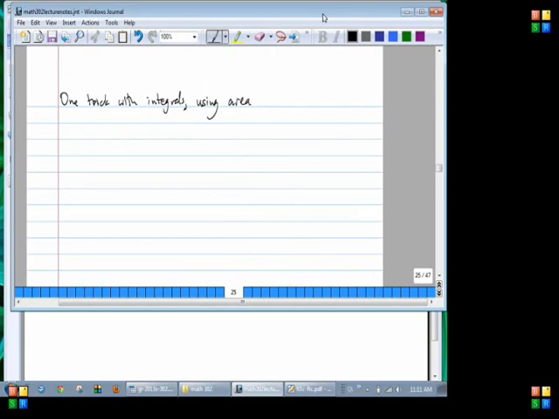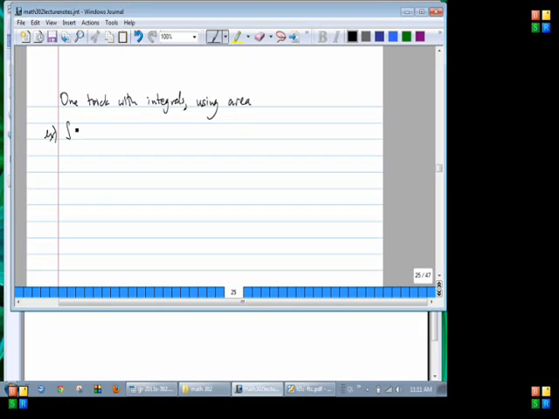So, one trick with integrals using area. As I mentioned before, we're only starting to learn about different things that we know how to take the integral of. There are lots of functions we don't know how to take the integral of. But we're about to expand our repertoire by one or two functions by using a nice little trick.